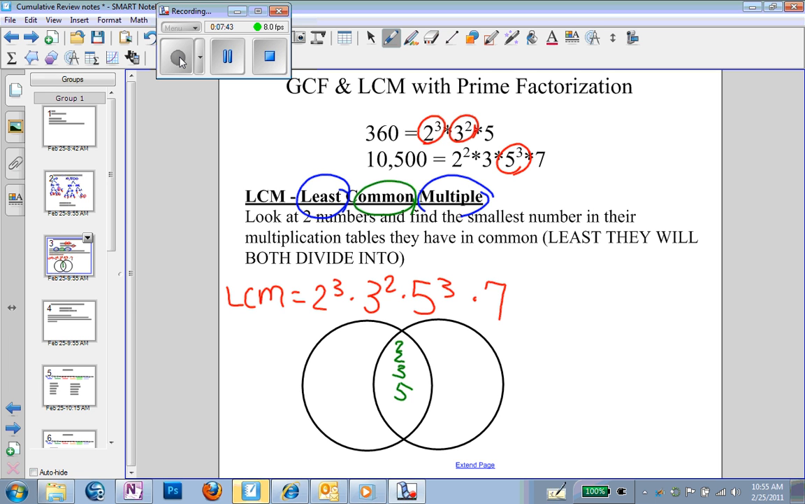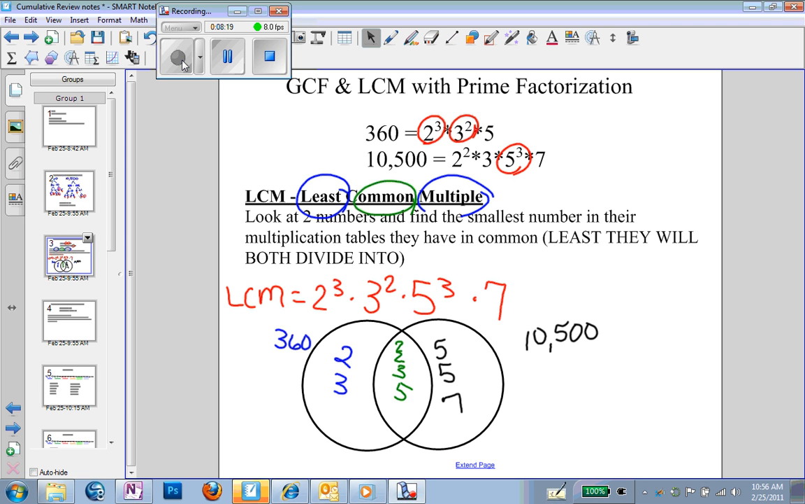And so over for 360, I have left another 2, another 3, and that's it. So I have my 2 cubed, my 3 squared, and my 5 for 360. And then for 10,500, I have 2 squared, which is already in my center, the overlap piece. 3 is already in the center. 5 cubed, we have 1 5, so we need 2 more. And then we need our 7.